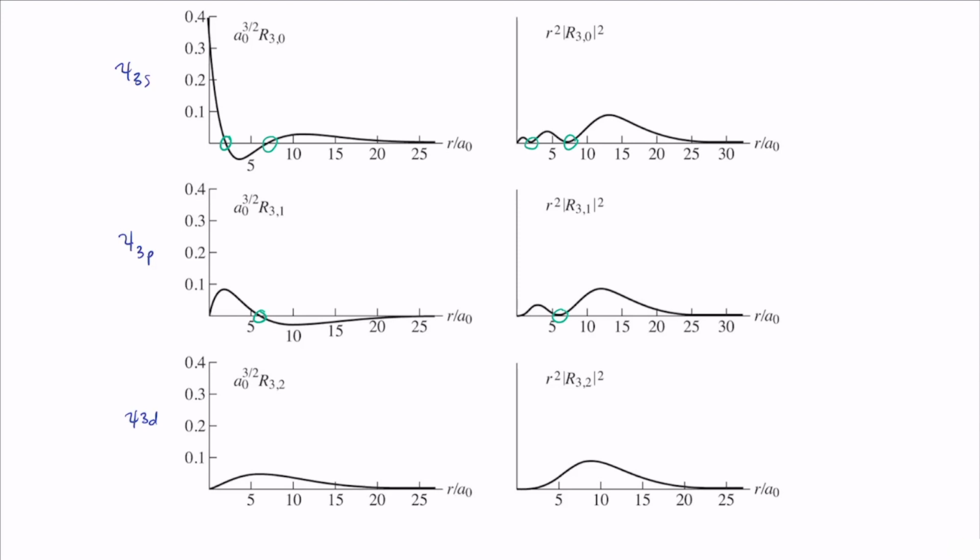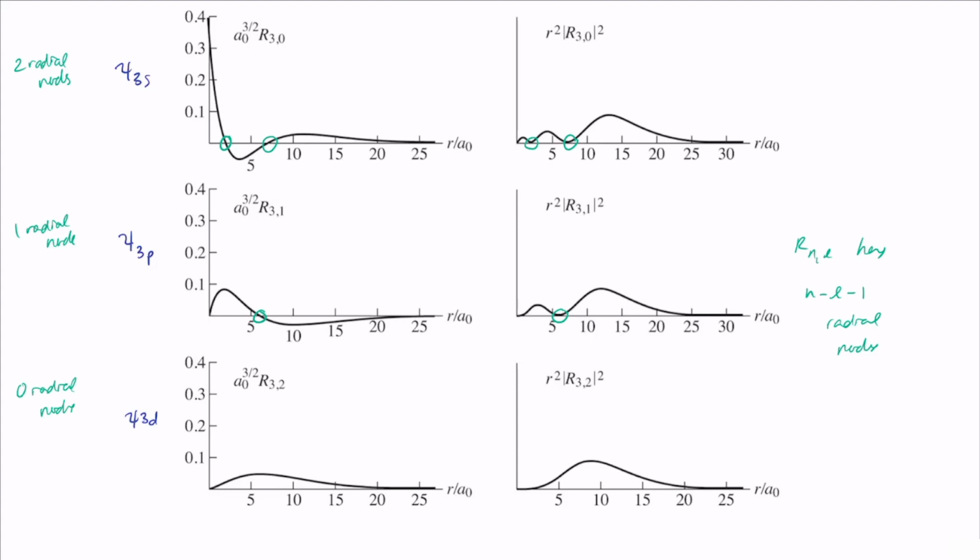So we summarize this as 2 radial nodes, 1 radial node, and 0 radial nodes. So from analyzing this pattern, what we can conclude then, I'll write this over on the right-hand side, R_nL has n minus L minus 1 radial nodes.